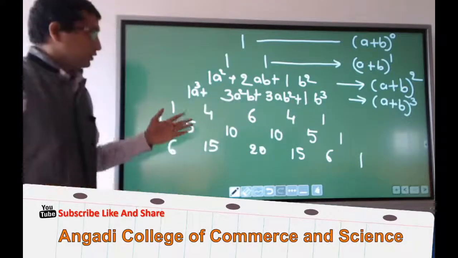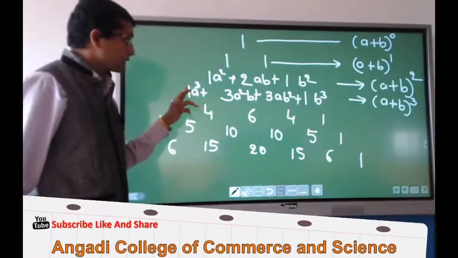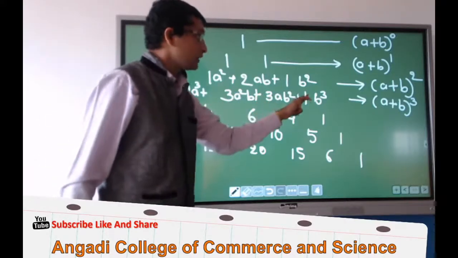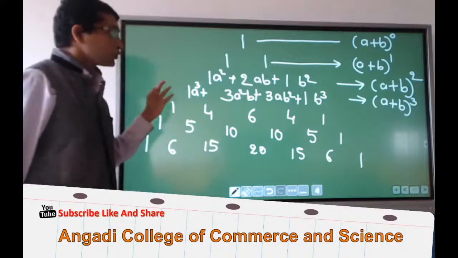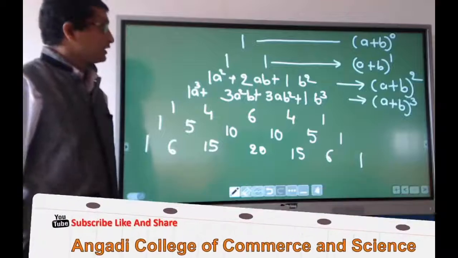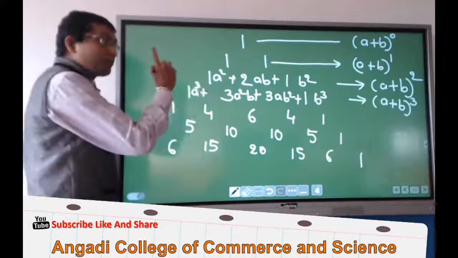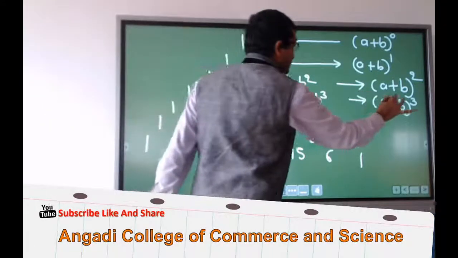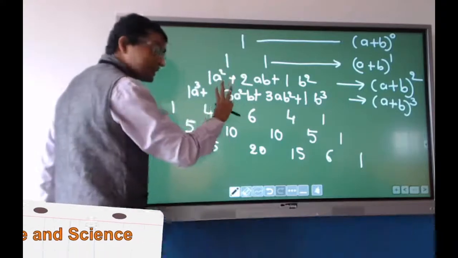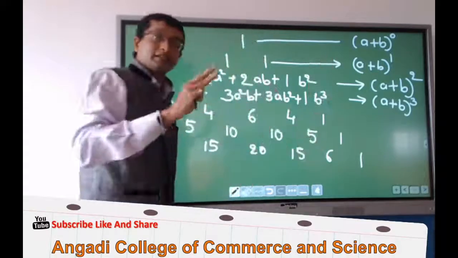Yes. So the expansion of (a plus b) raised to 3 is a cube plus 3a square b plus 3ab square plus b cube. So using the Pascal triangle, we can write the formula for (a plus b) raised to 3. And there is one observation: the sum of the powers is 3 in (a plus b) raised to 3. A raised to 3, 3 it is. 2 plus 1, we get 3. 1 plus 2 we get 3, and b raised to 3 we get 3.